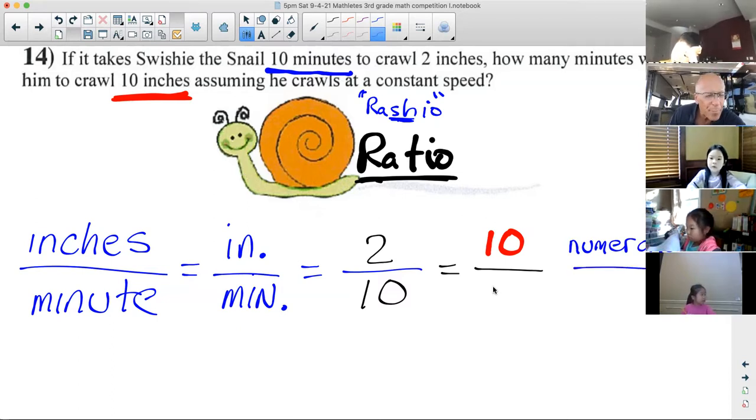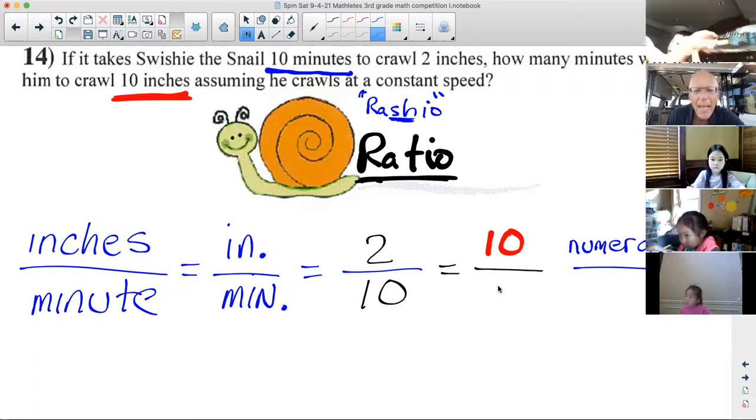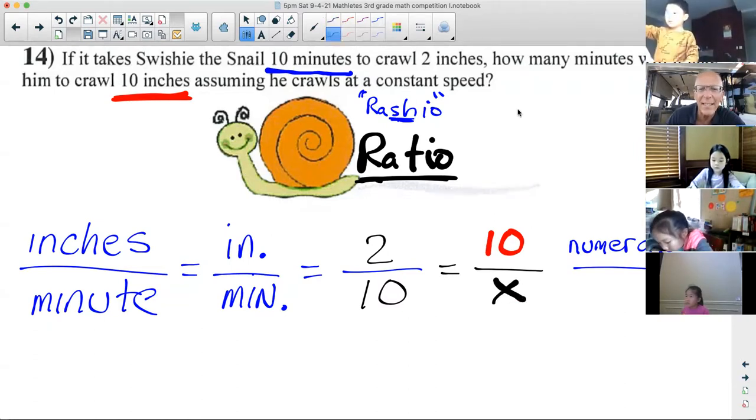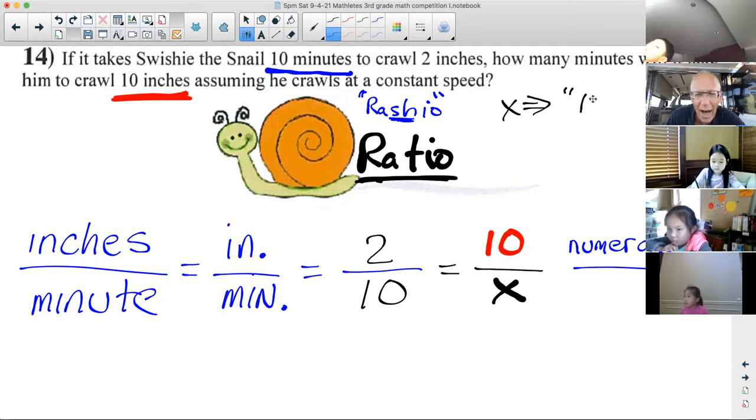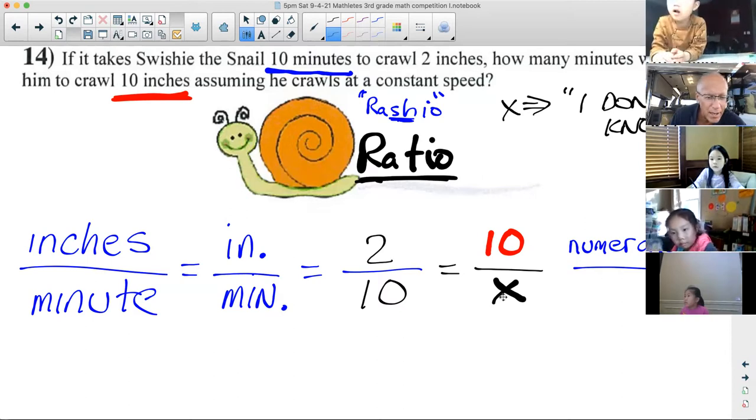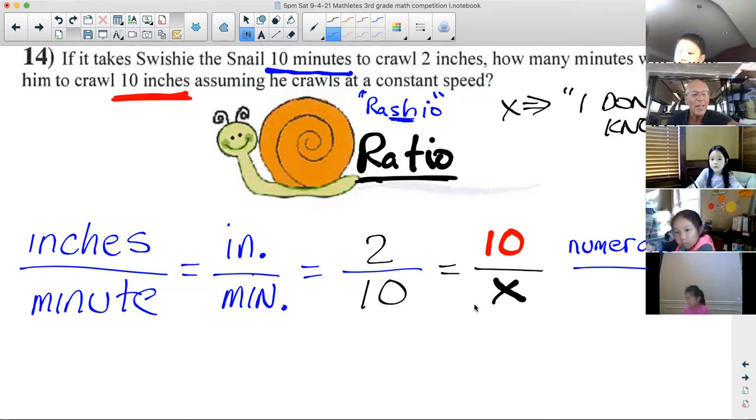Now, on the bottom of the fraction, that's what we have to find out. Everybody write an X. X means, are you ready for this? It means I don't know. I don't know how many minutes it would take, but I do know that I need to find out.